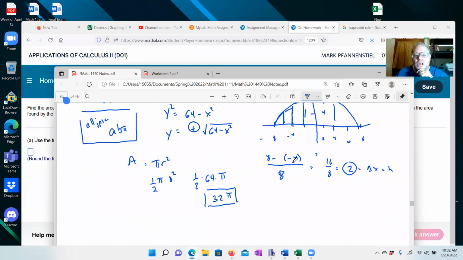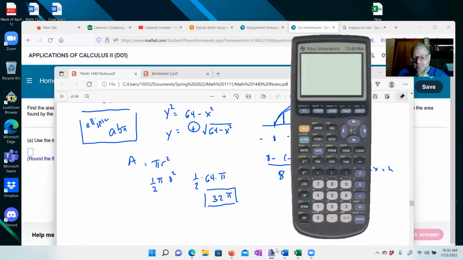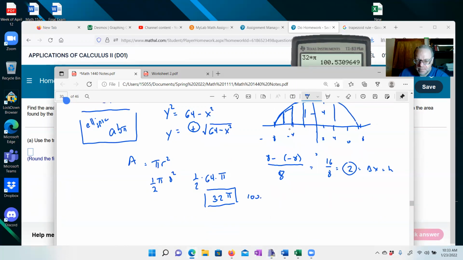So numerically, what is 32 pi? We can go back and do this. We want 32 times second function pi. And what is that? 100.531 to 3 decimal places.